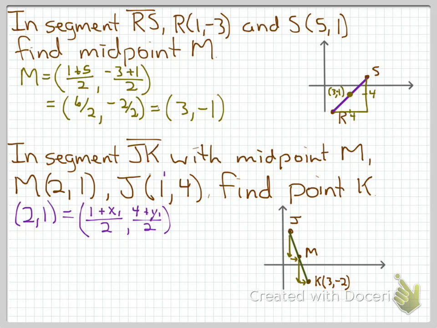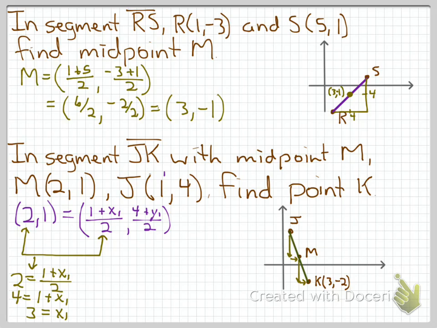Because we have some constants on one side and we have x's or some unknowns on the other, we've got to break it apart. And if we look here, these two terms are both x values. So I could take them out and say that 2 equals (1 plus x1) over 2 and solve it by itself. That becomes 4 equals 1 plus x1, or x1 equals 3. If I look over at my graph at my possible answer for K, alright, 3 for x is looking good.